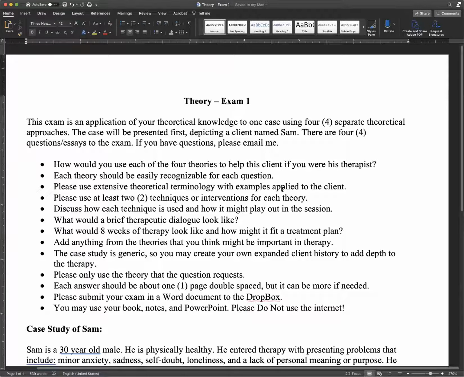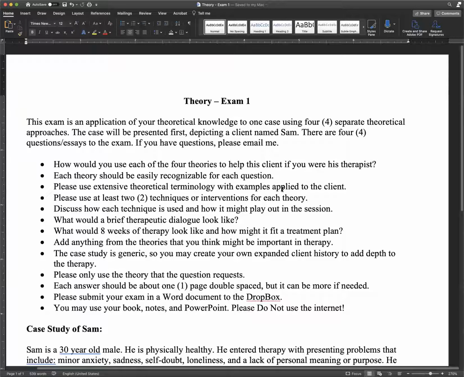Just some bullet points. How would you use each of the four theories to help this client if you were his therapist? Each theory should be easily recognizable for each question. So if you're applying Freud to this case, I should be able to guess that this is psychoanalysis without you having to tell me. It should be crystal clear which theory you are using.